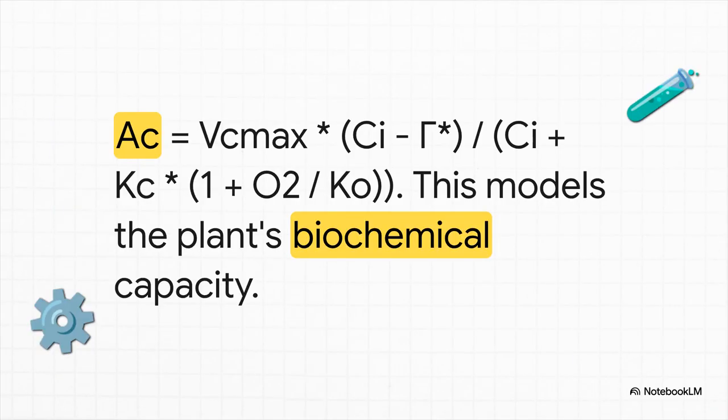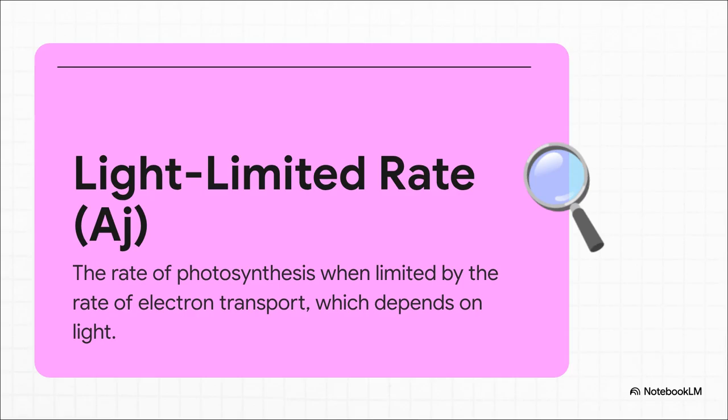And here is how we actually model that limit. Now, don't let the letters scare you. This equation is just telling a story. It's balancing the absolute top speed of that enzyme, which is Vmax, against how much CO2 is actually available inside the leaf. It gives us the plant's potential speed if the only thing holding it back is its own internal machinery.